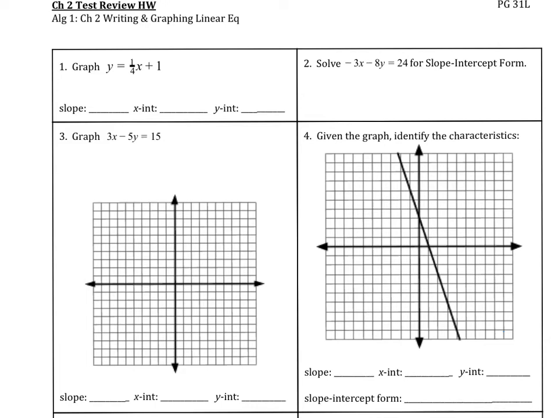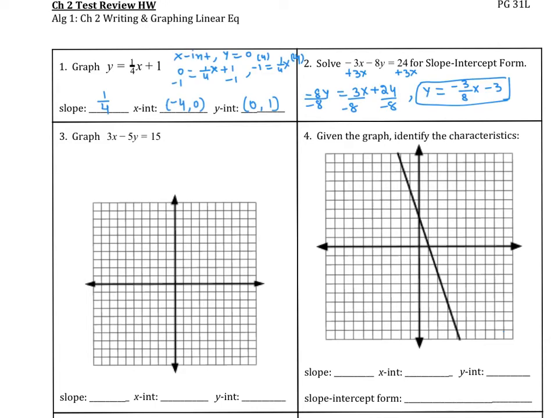Chapter 2.9 Test Review Homework. So for number 1, you're going to graph this function and write the slope, x-intercept and y-intercept. To graph this function, we are going to use a notebook or any graph paper.